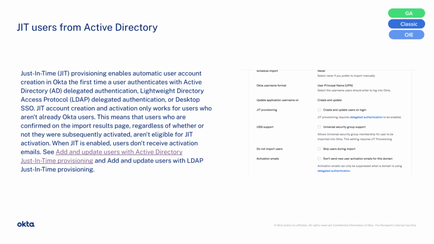Just-in-time provisioning enables automatic user account creation in Okta the first time a user authenticates with Active Directory Delegated Authentication, Lightweight Directory Access Protocol Delegated Authentication, or Desktop SSO. JIT account creation and activation only works for users who aren't already Okta users. This means that users who are confirmed on the import results page, regardless of whether or not they were subsequently activated, aren't eligible for JIT activation. See Add and update users with Active Directory just-in-time provisioning.